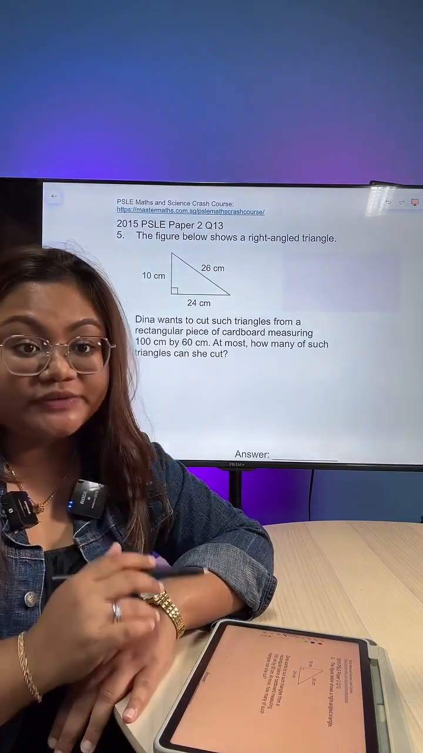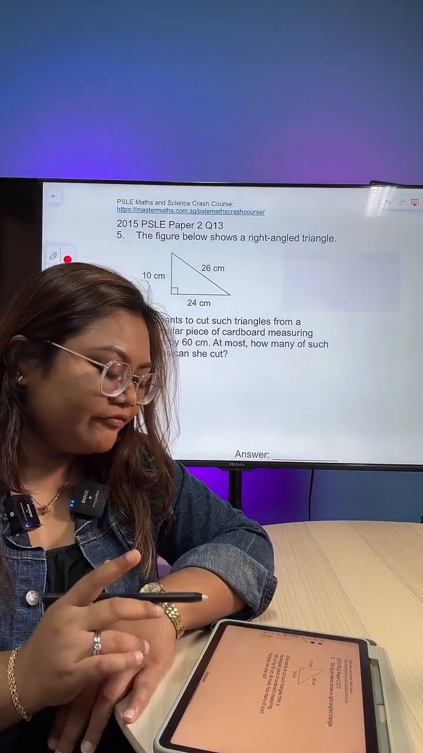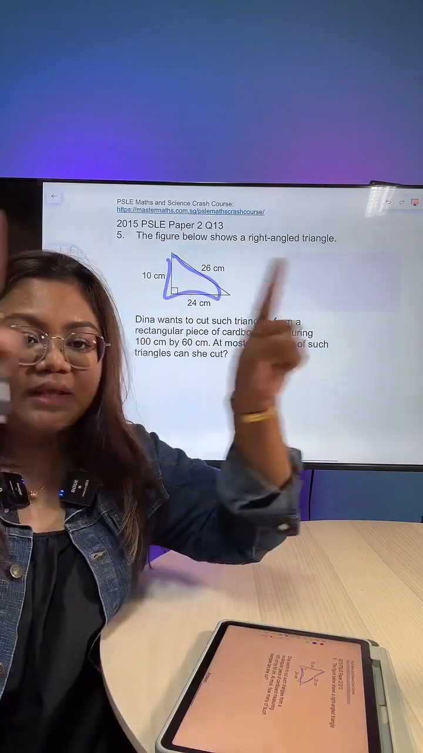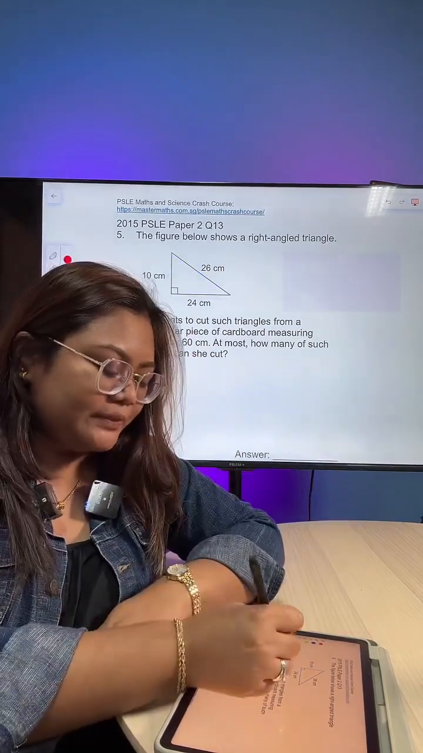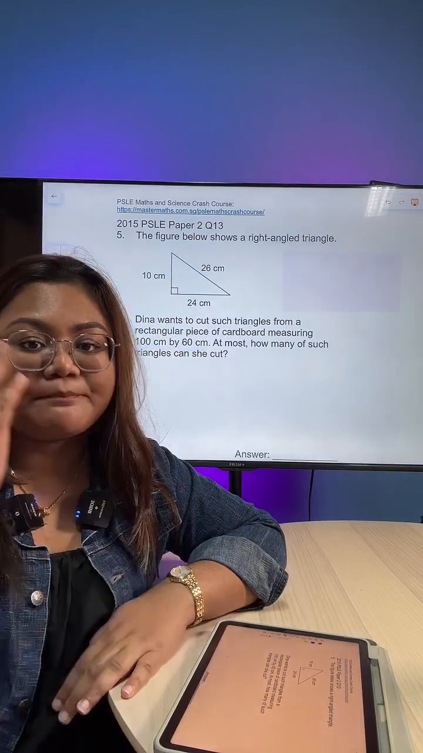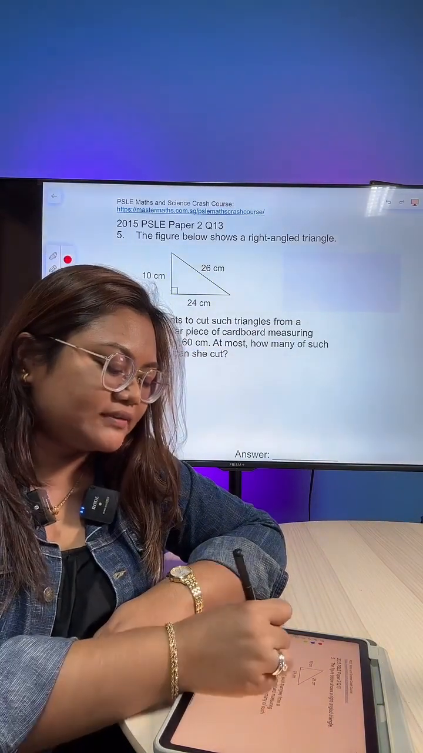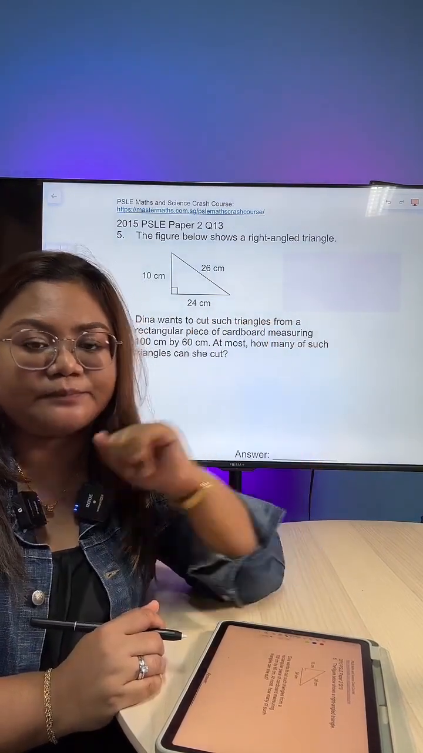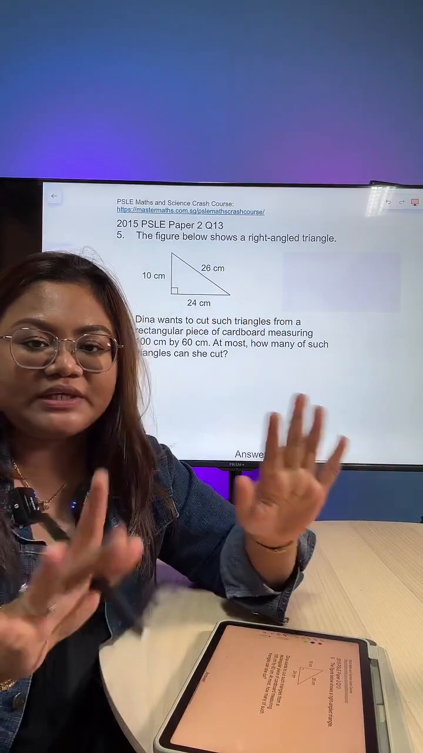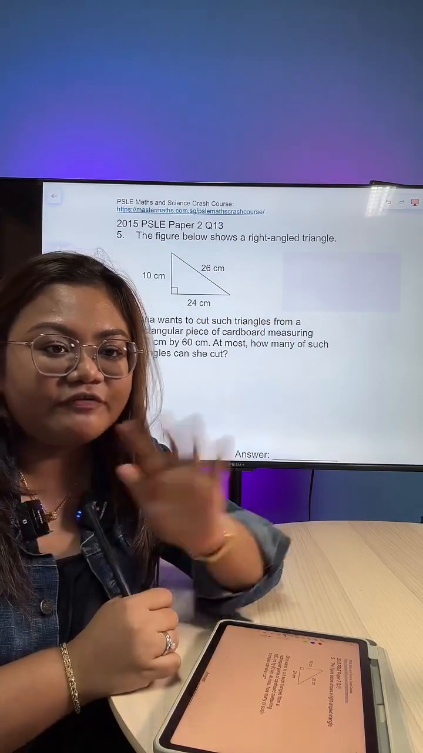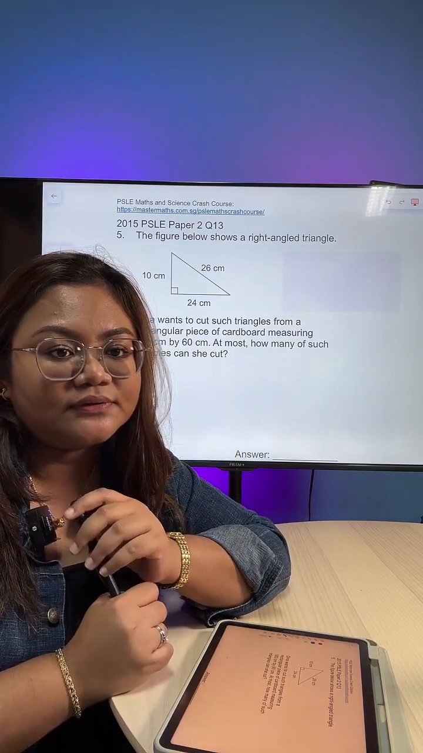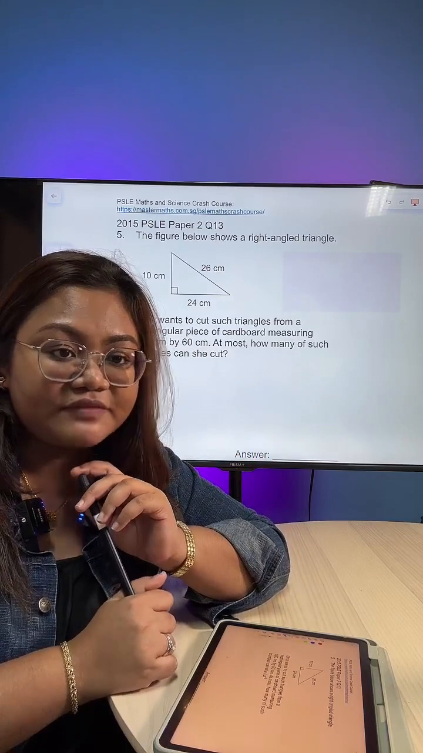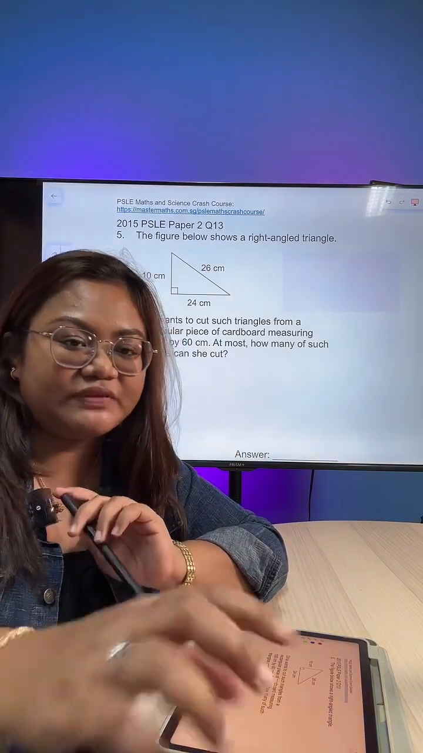Now for this question, we have this person, Dina, she wants to cut these triangles from a large cardboard piece. The cardboard piece measures 100 cm by 60 cm. At most, how many of such triangles can she cut? How many of you got your answer as 50? If you got 50, can you please type a me? I see a lot of you getting 50.